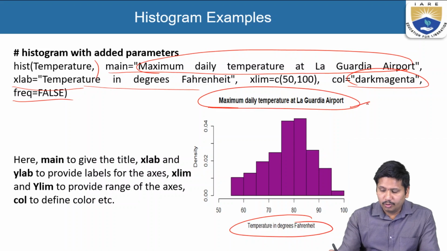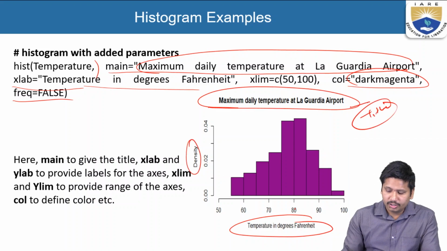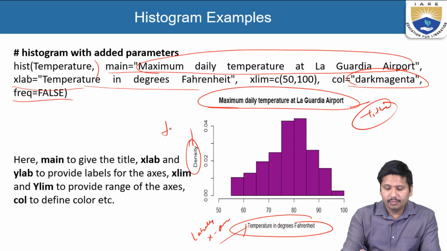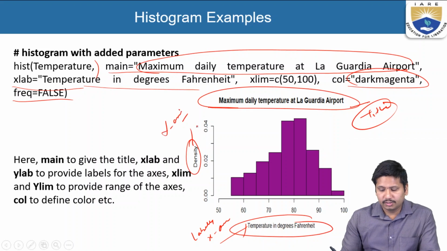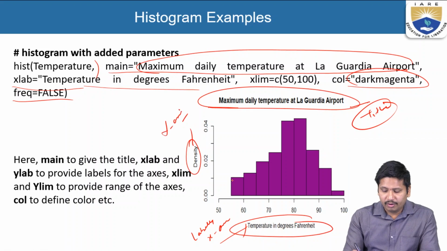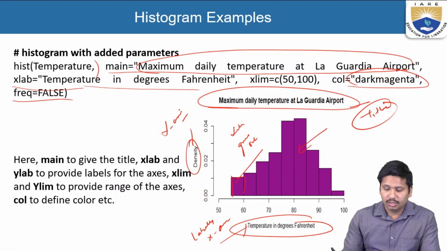So I can add the title of the histogram. If I mention the labels, I can get them on the x-axis, and the labels that should be on the y-axis like this. And I can even specify the color, whether it should be green or red or yellow. So I can fill the bars of the histogram as well.